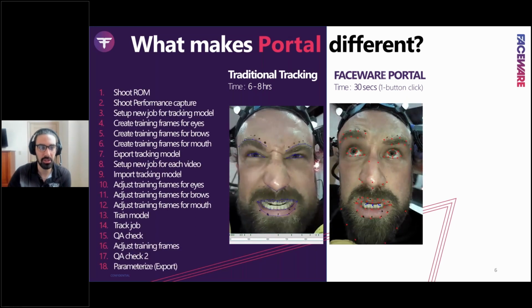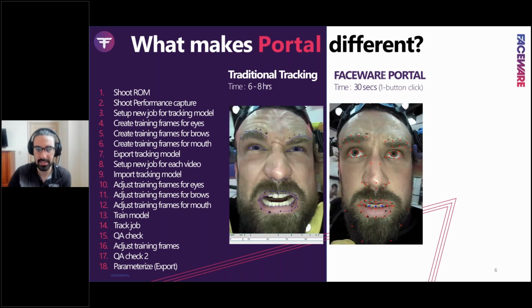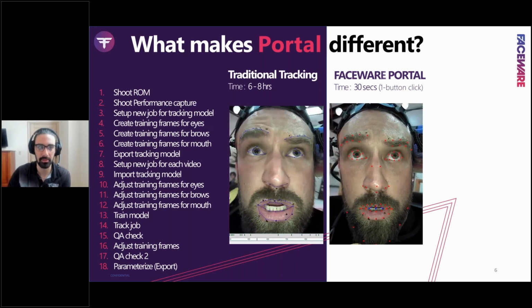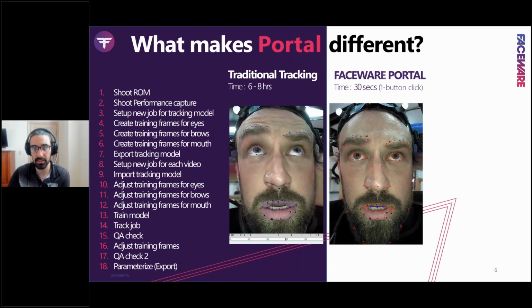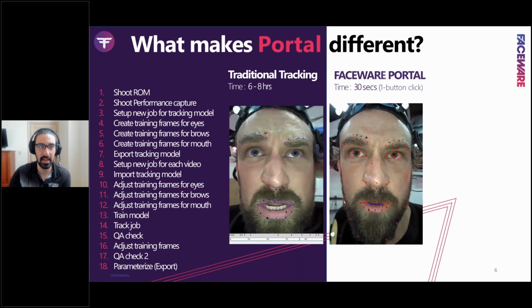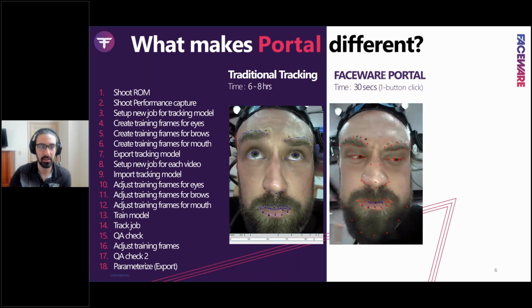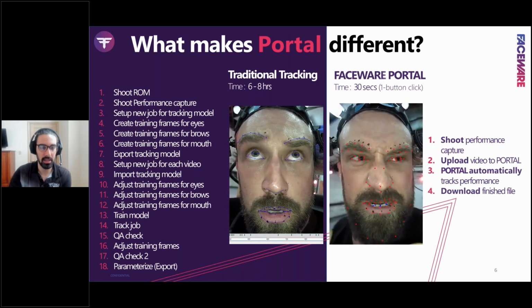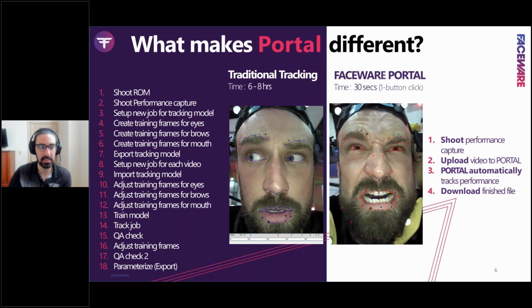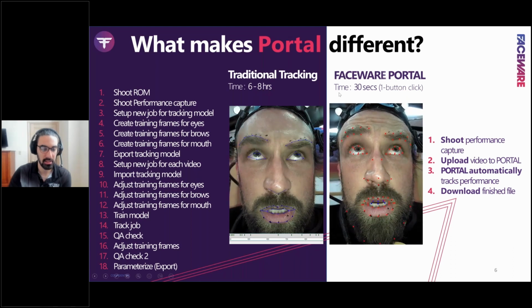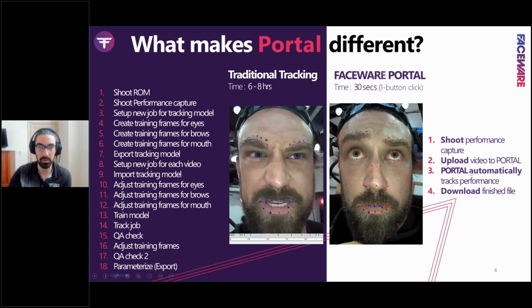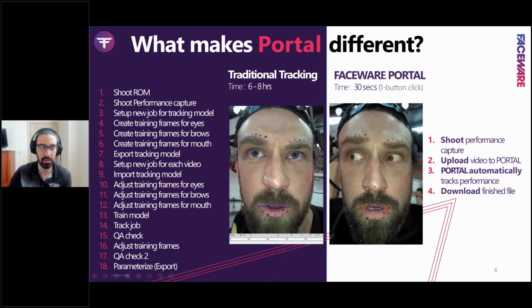On the left, though, this shot went through Analyzer, and it takes these 18 steps to get to this quality bar. Across the board, that takes an experienced animator or an experienced Analyzer user somewhere between 6 to 8 hours to get to a finished project. Whereas in Portal, the process takes minutes and it is completely automatic. You see these 4 steps on the right here: shoot the shot, upload it, Portal works through it automatically, and then you just download your finished file.